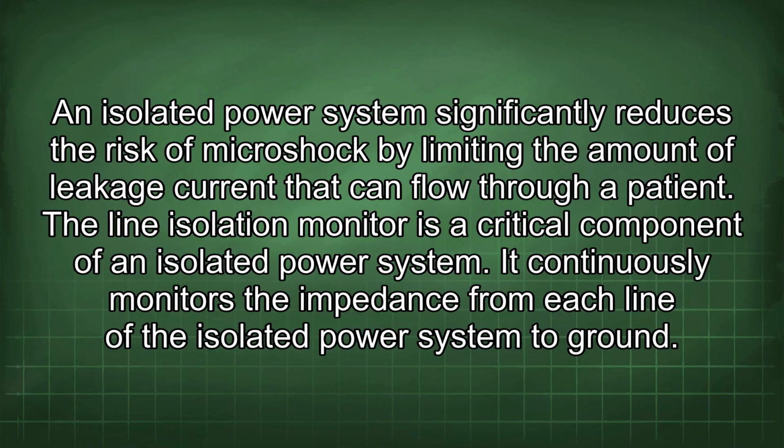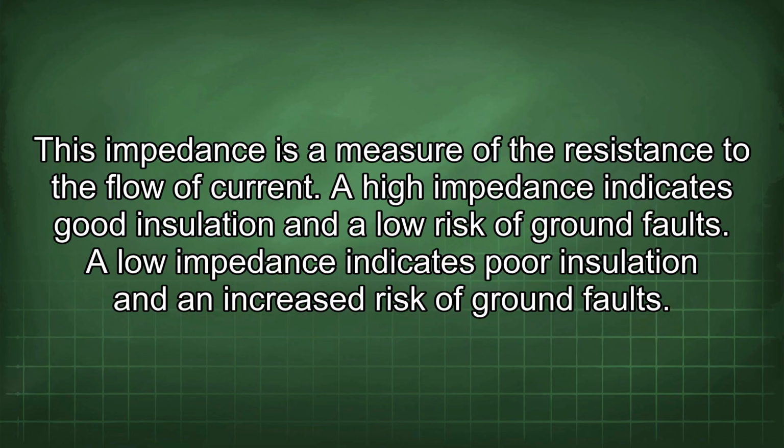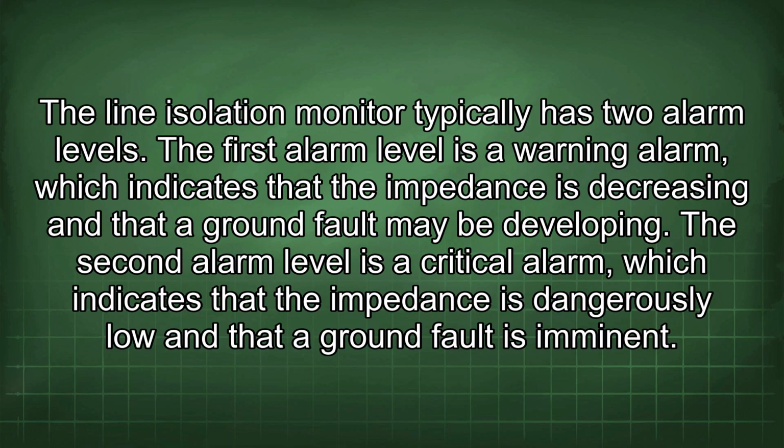It continuously monitors the impedance from each line of the isolated power system to ground. This impedance is a measure of the resistance to the flow of current. A high impedance indicates good insulation and a low risk of ground faults. A low impedance indicates poor insulation and an increased risk of ground faults. The line isolation monitor typically has 2 alarm levels.